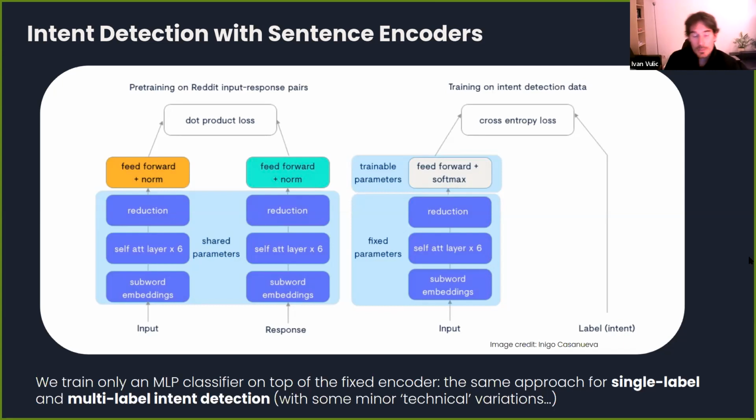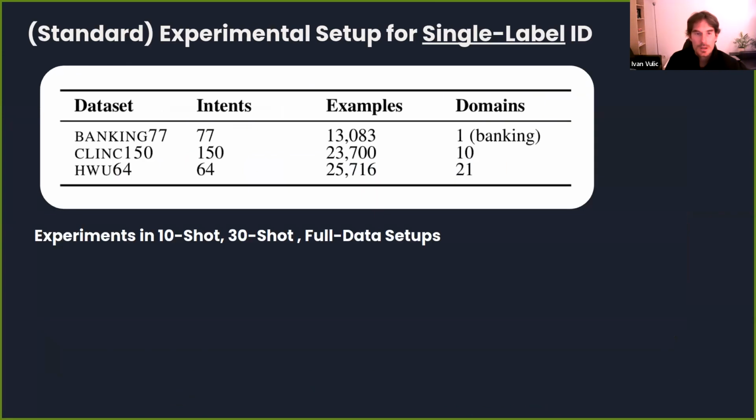So this pretty much shows how we can use this large pre-trained encoder that has seen massive amounts of English data at pre-training for in-task intent detection across different domains. So I'm going to show some numbers now.